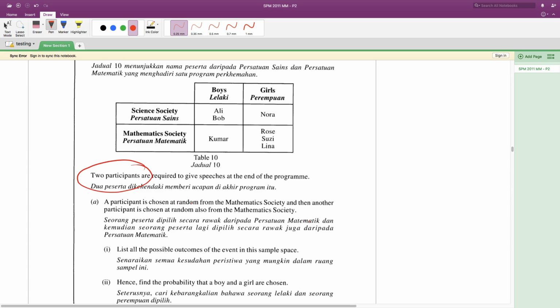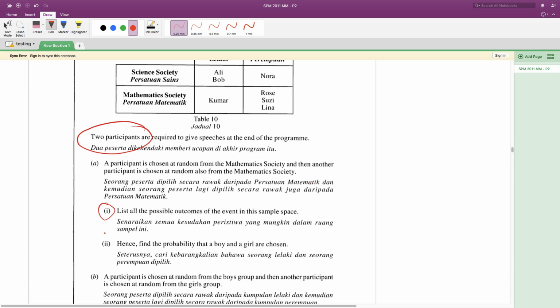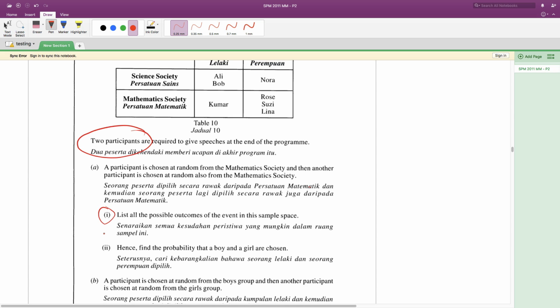Okay, a participant chosen from Mathematics Society, and then another participant chosen from Mathematics Society. So that means both are also chosen from Mathematics Society. Now the question asks you to list all the possible outcomes. This one should be quite simple.